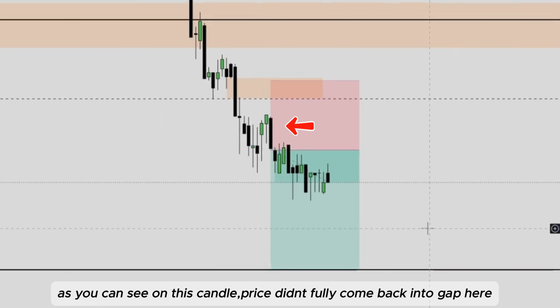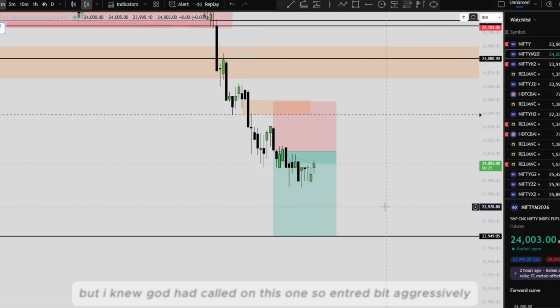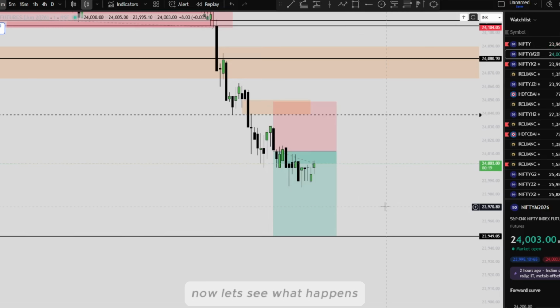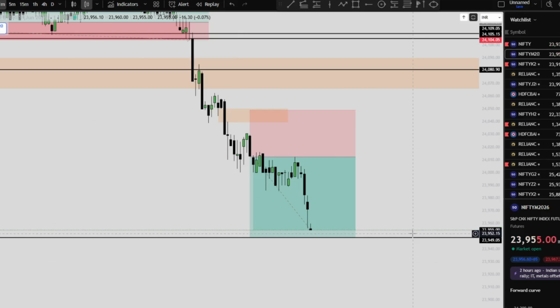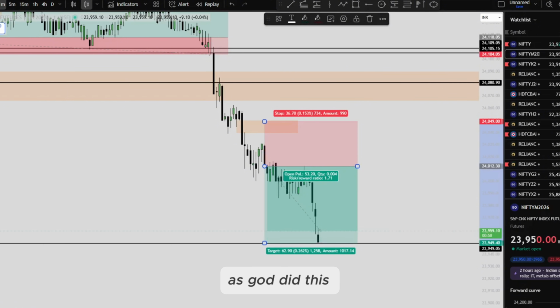As you can see on this candle, price didn't fully come back into the gap here. But I knew God had called on this one, so I entered aggressively. A new setup will work out with the highest probability as God is backing it. Now let's see what happens. Price worked out much quicker and cleaner now than any setups before, as God did this. God is good.